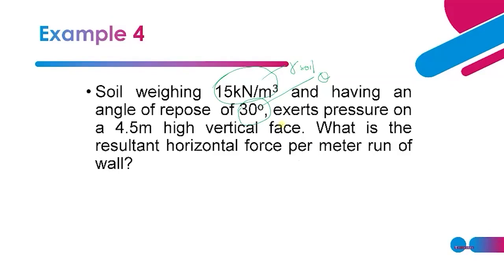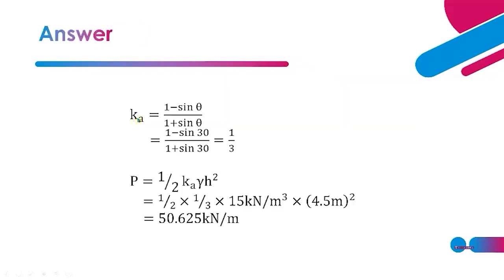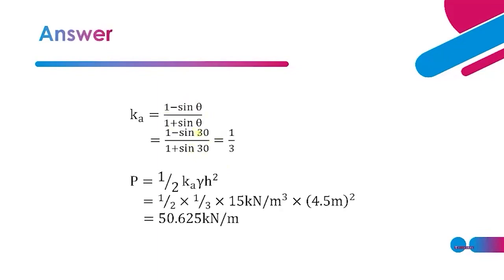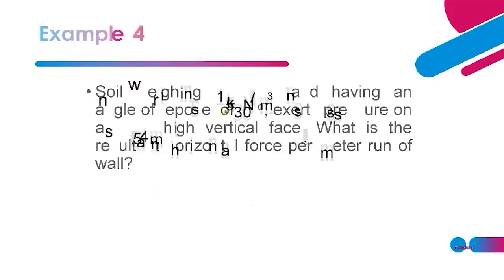What is the resultant horizontal force per meter run of the wall? Memang tinggi soil tu 4.5, sama macam retaining wall itself. So this is H. The value of Ka first, because this is to calculate the shearing resistance. Ka equals (1 minus sin theta) over (1 plus sin theta). Tadi formula tadi, masukkan the value of 30 degrees as the angle of repose.